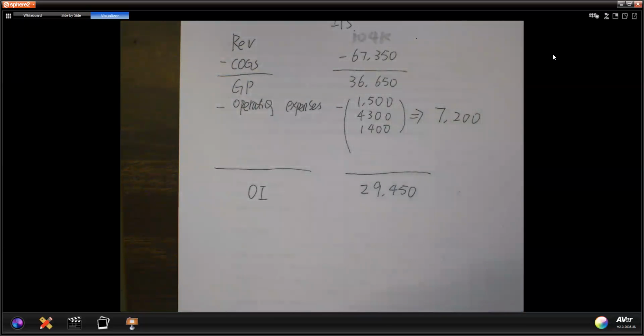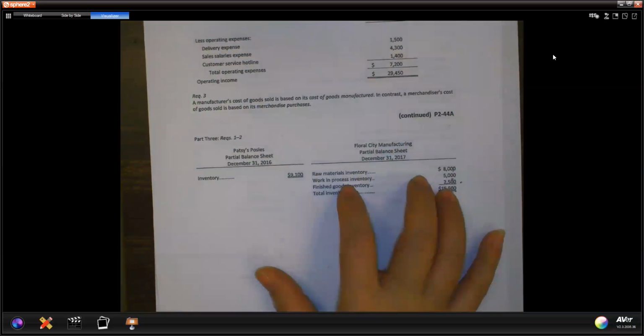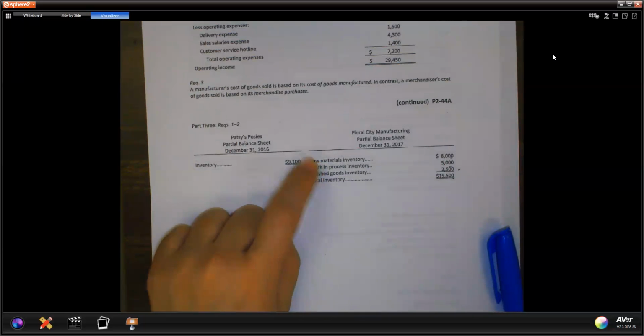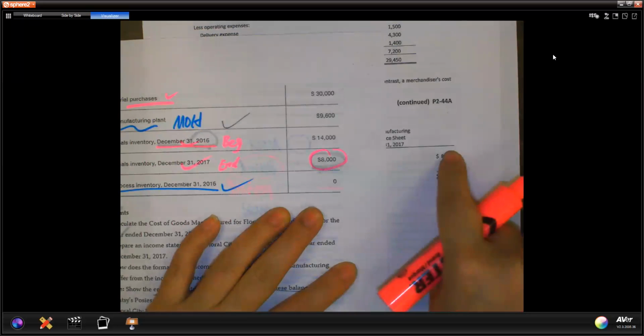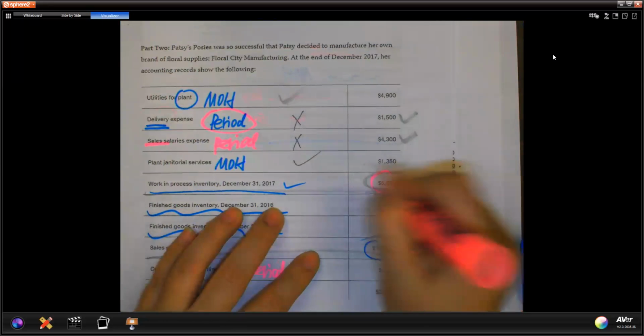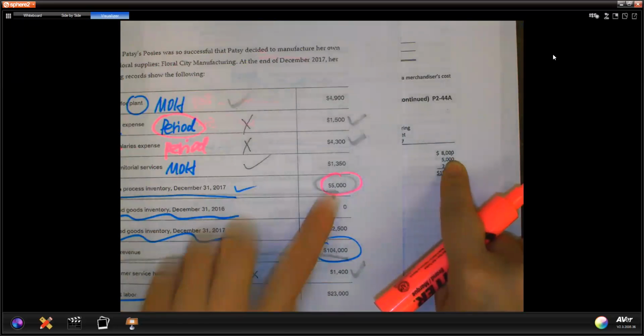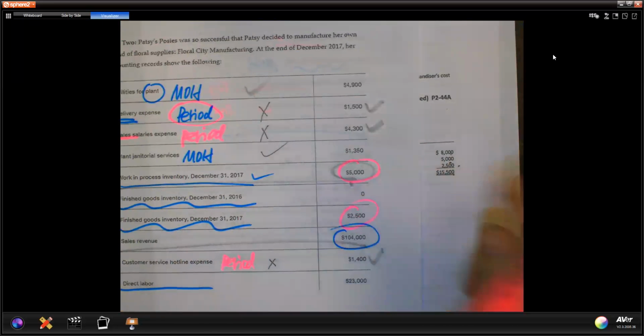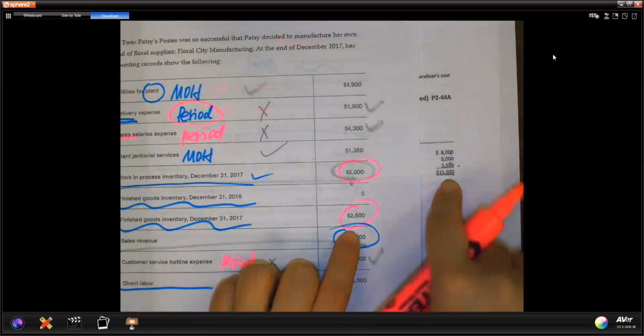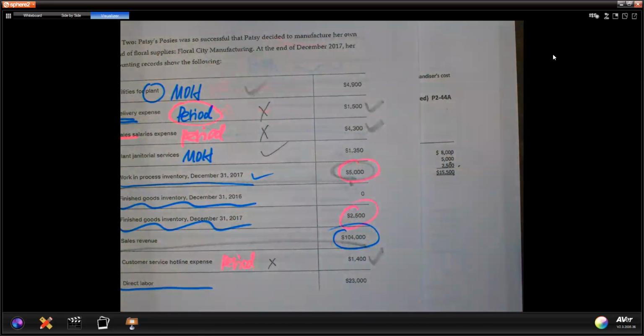And then the question also asks you about your balance sheet. For the balance sheet, we said you just need to focus on the ending inventory of your raw material, work in process, and finished goods. Raw material ending is 8,000. Work in process ending is 5,000. Finished goods ending is 2,500. So the total inventory on your balance sheet is 15,500.